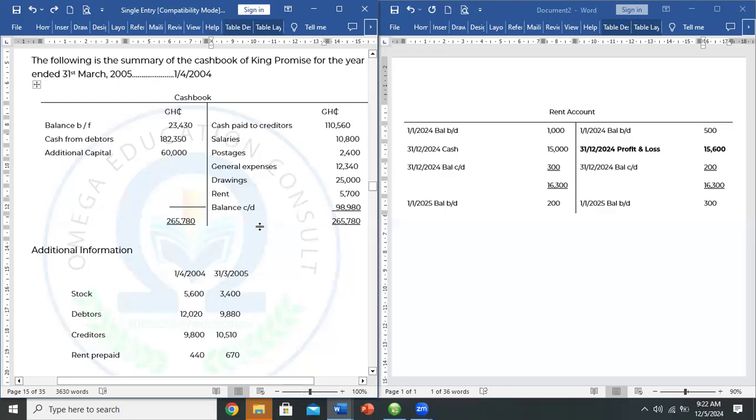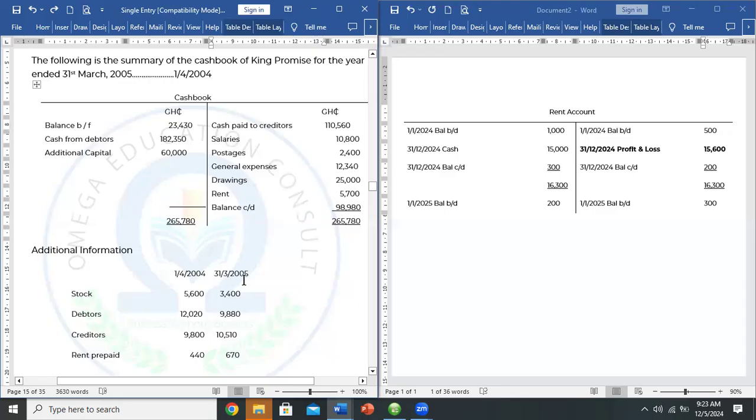I think it will be easier if I ask you how much salaries are you taking to your profit and loss account. You can say 10,800. Postage is 2,400. General expense 12,340. But if I speak of rent, you'll be confused because you have some amount here paid in the cash book, and you have some amount here for prepayment at the beginning and at the end of the period. So you see that it becomes a bit problematic.